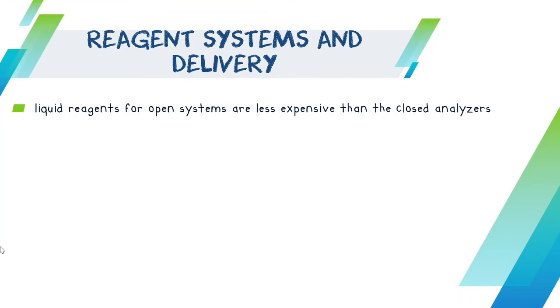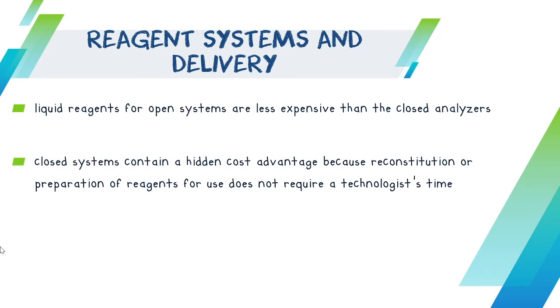Now, liquid reagents for open systems are less expensive than those for closed analyzers. Closed systems contain a hidden cost advantage because reconstitution or preparation of your reagents for use does not require a technologist's time. Since it is already prepared and manufactured by the manufacturers, all you need to do is place those reagents inside your machine. Unlike in-house reagents, where you prepare them yourself, which is more laborious. That is why, as mentioned here, your closed system has a hidden cost advantage.